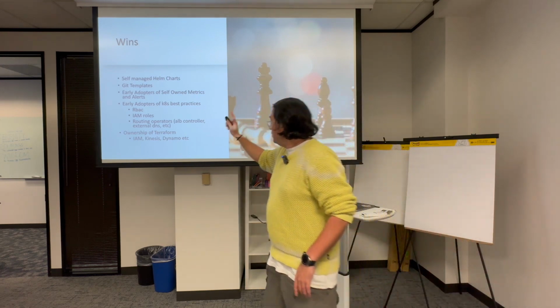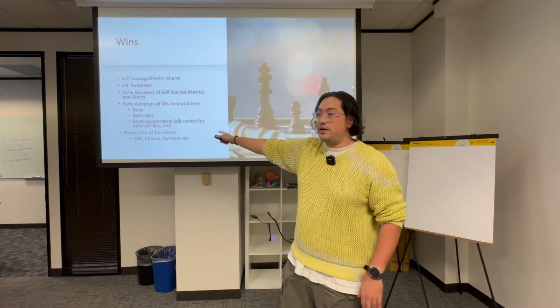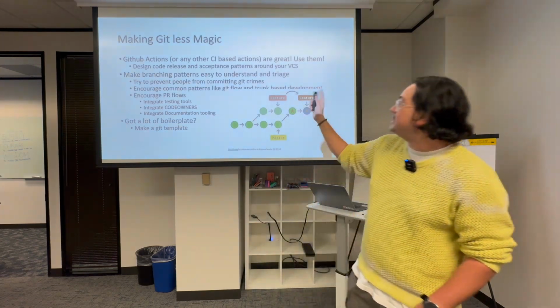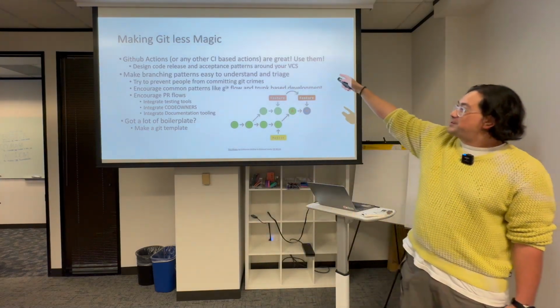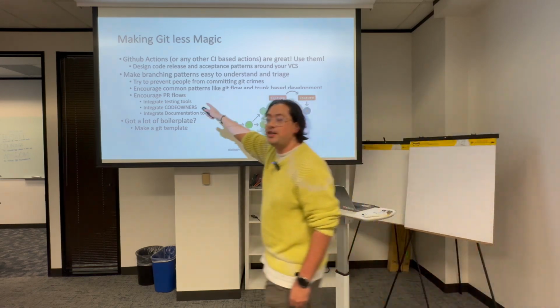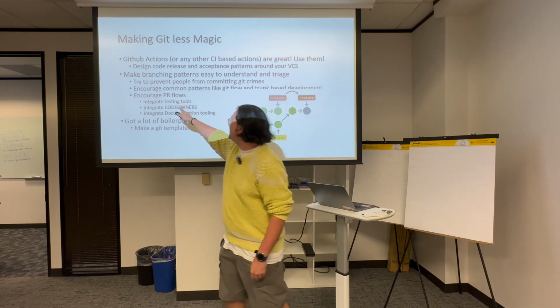It was great. They also own most of their own infrastructure. I don't write Terraform for them anymore. They write their own. It's wonderful. Make Git less magic. Use actions. Use branching patterns. Encourage PR flows. Encourage PR flows. I cannot state this enough.